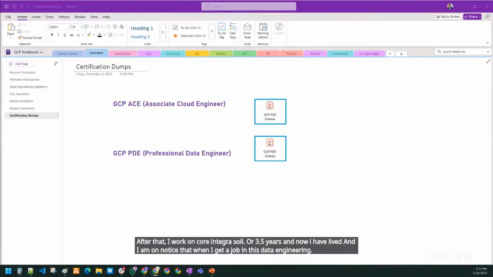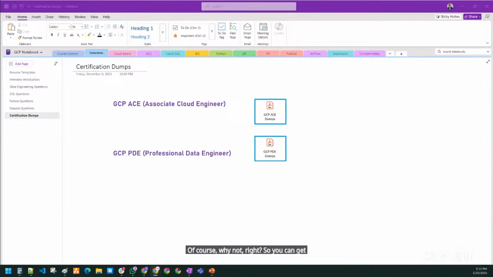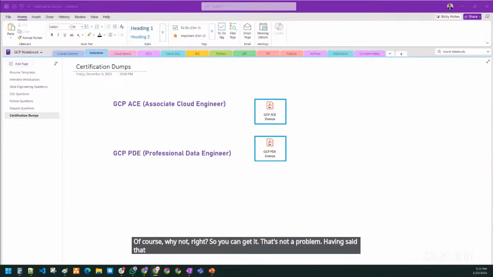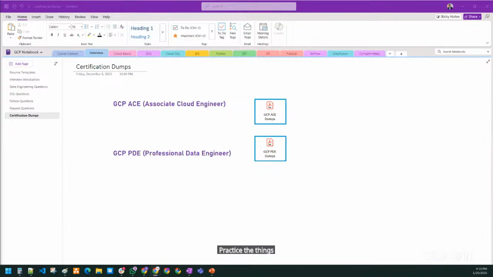Of course, why not, right? You can get it. That's not a problem. Having said that, put in your effort and learn the course for the next 3 months. You have to start learning it, so you should have a learning mindset. Start attending the sessions every day. Practice the things. Complete the assignments. Of course, you will get it. There are plenty of opportunities.